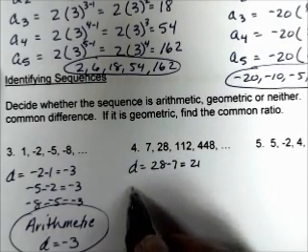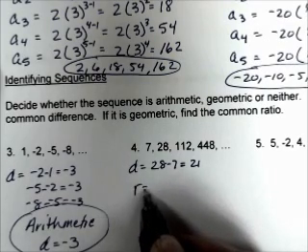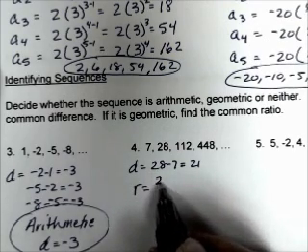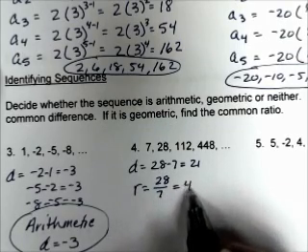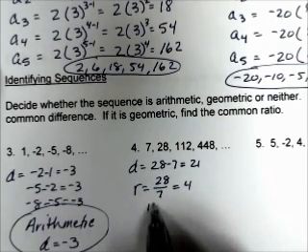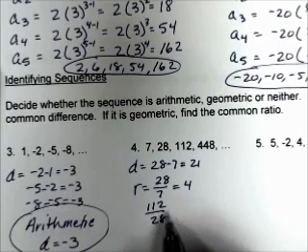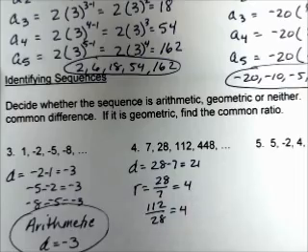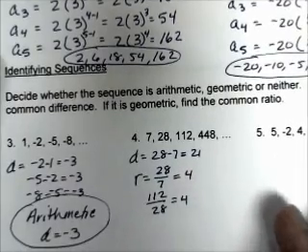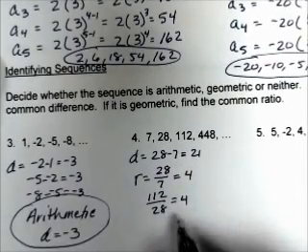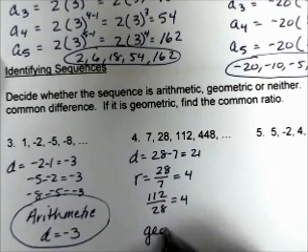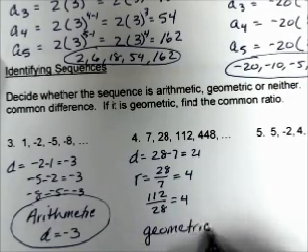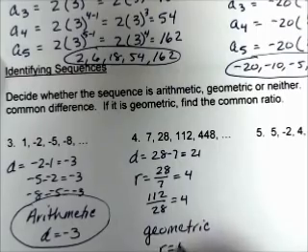Is it geometric? Is there a common ratio? 28 divided by 7 is 4. Is 112 divided by 28 4? Yes, it is. And 448 divided by 112 is also 4. So there's definitely a common ratio here. So this is geometric, and the common ratio r is 4.